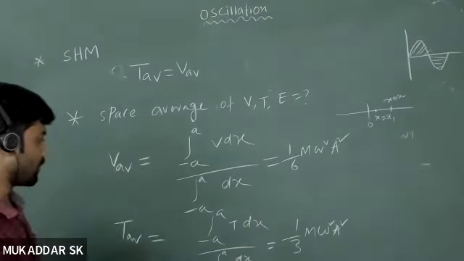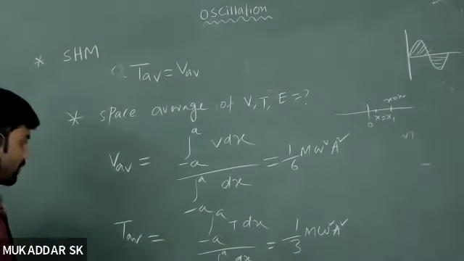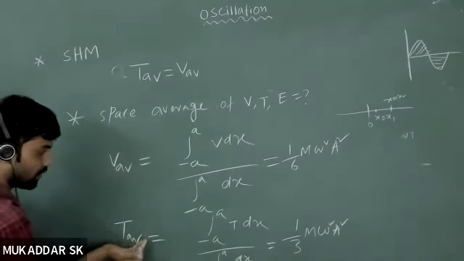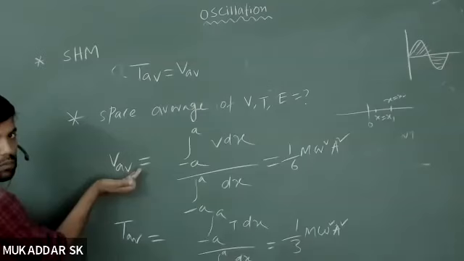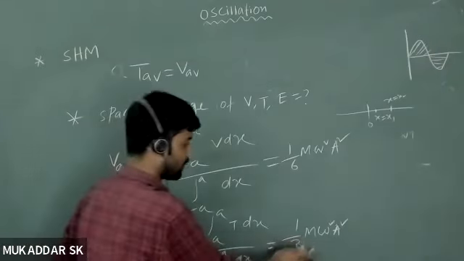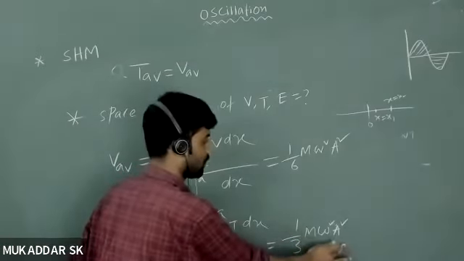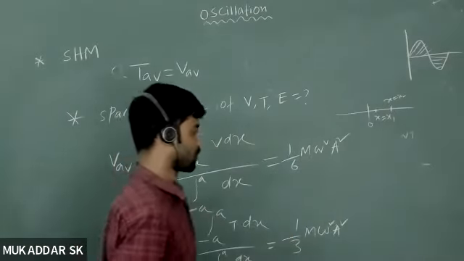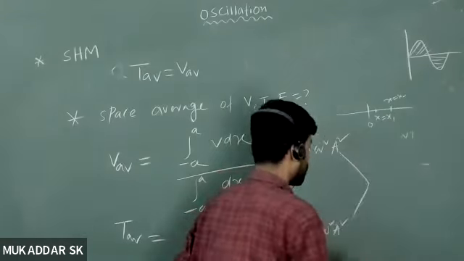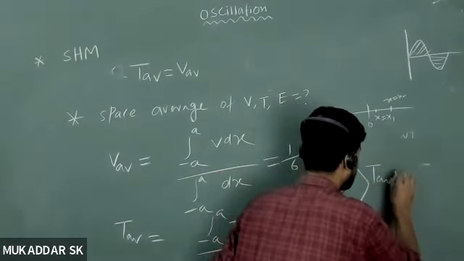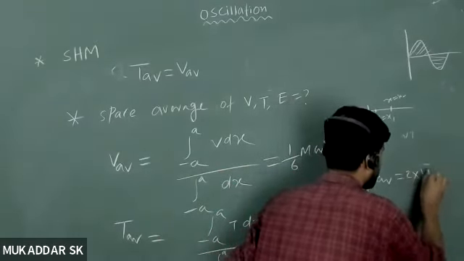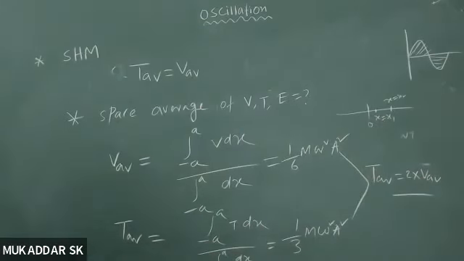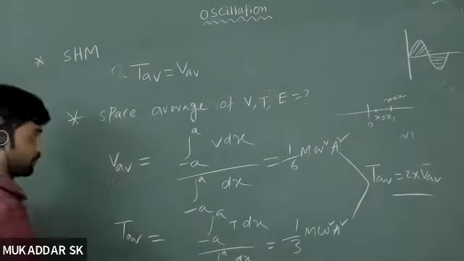So you can clearly see that when you are doing space average, the space average of kinetic energy is twice the potential energy. You see, 1 by 3 m omega square a square here, and here you have 1 by 6 m omega square a square. So from here you can see T average is actually 2 times V average, right? When you are doing space average, but when you are doing time average, they are the same.